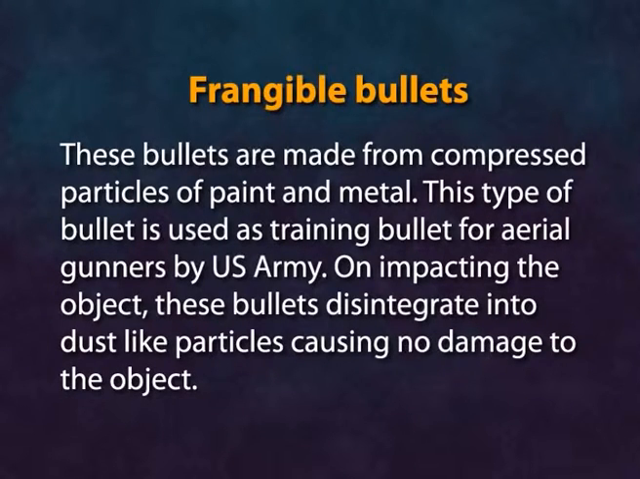These bullets are made from compressed particles of paint and metal. This type of bullet is used as a training bullet for aerial gunners by the US Army. On impacting the object, these bullets disintegrate into dust-like particles, causing no damage to the object.